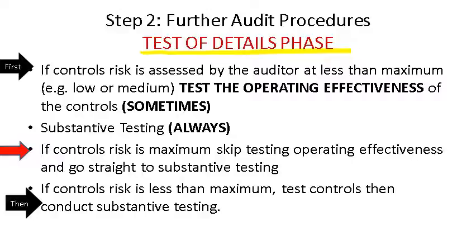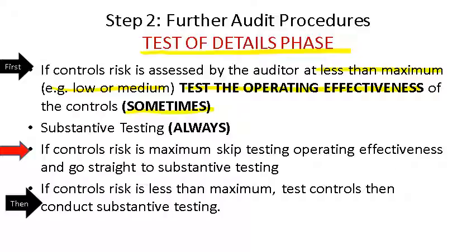If we'd assessed the risk of material misstatement at less than the maximum, say at low or medium, then the auditor would test the operating effectiveness. And that's a key phrase. That's why I bolded that. We would test the operating effectiveness of the controls. And we do that sometimes, again, because it depends on whether we had assessed the risk of material misstatement at the maximum or not. If we had assessed the risk of material misstatement at the maximum, we wouldn't do this testing of the operating effectiveness.